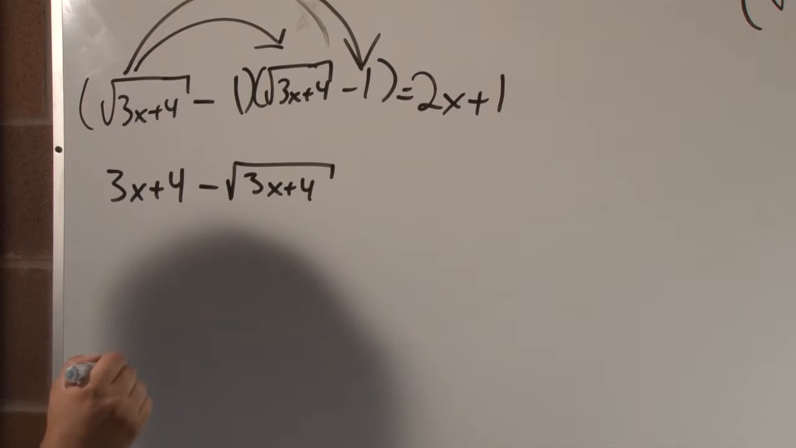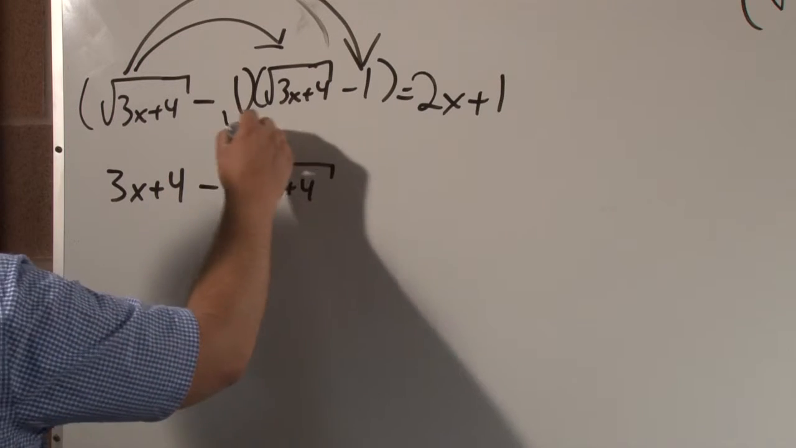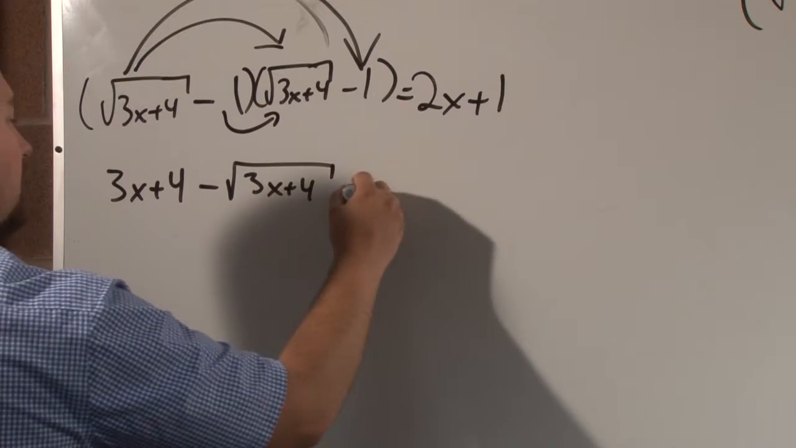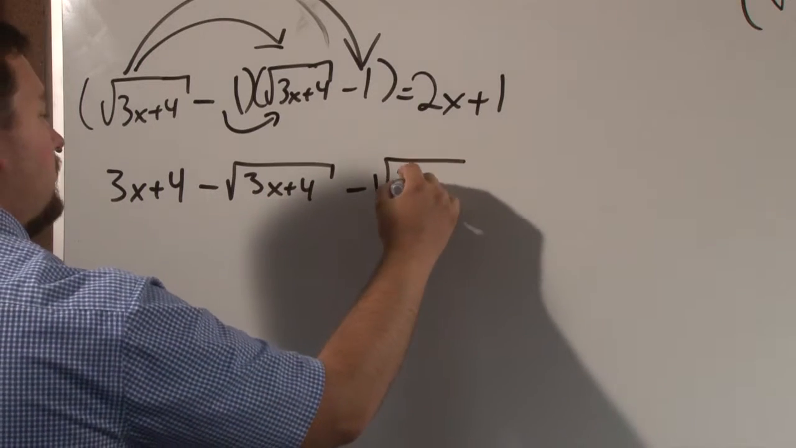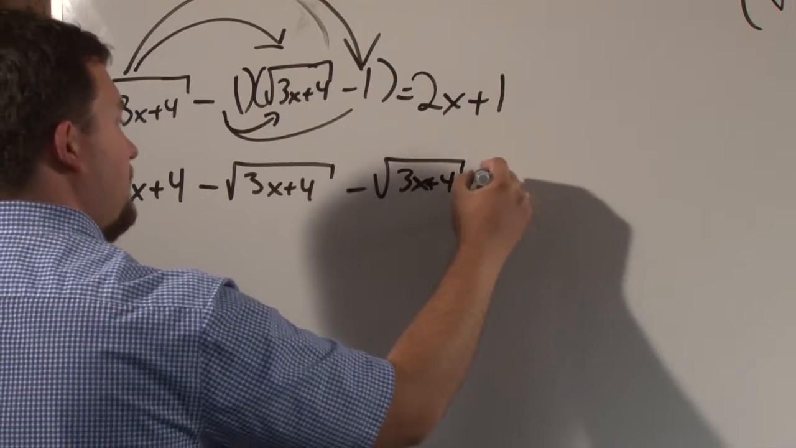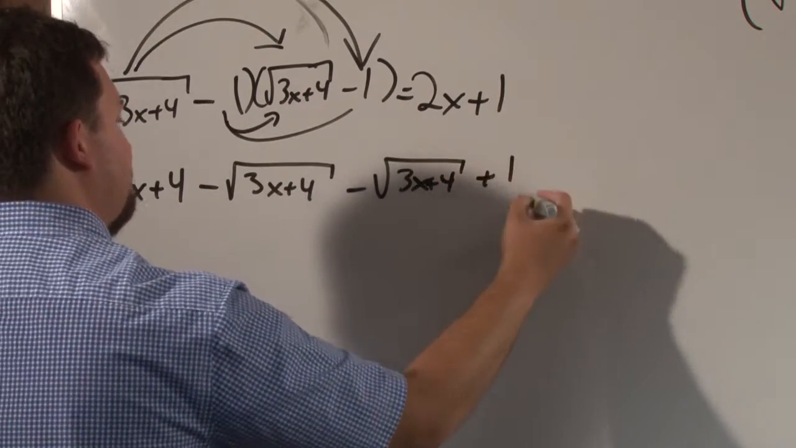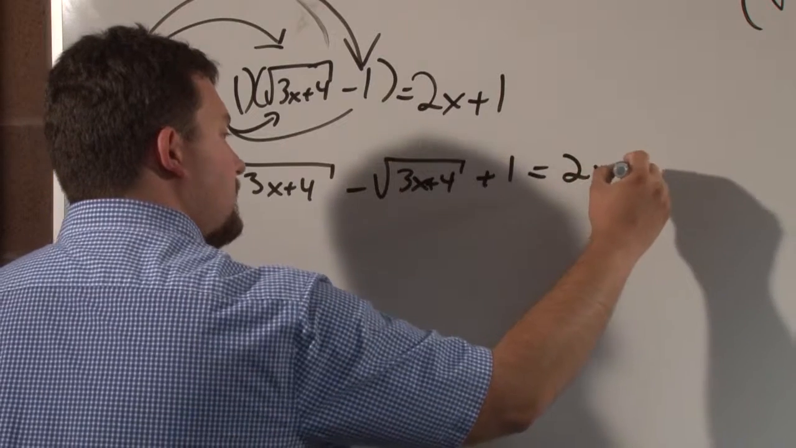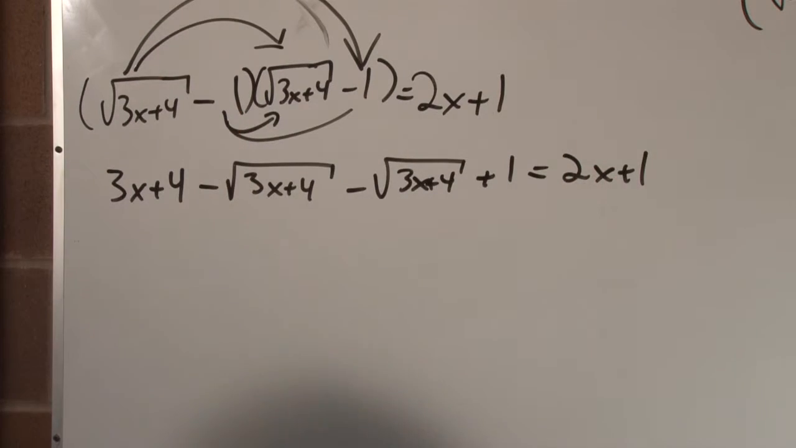I like to put my little tail there so I know when the radical ends. Inside, oh, that's another negative. Negative square root 3x plus 4. And finally, last, negative times negative is a positive 1. Equals 2x plus 1. Cool.